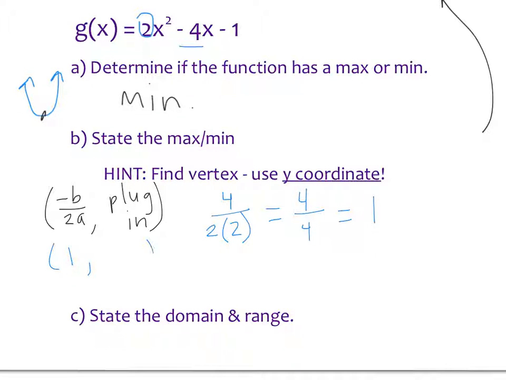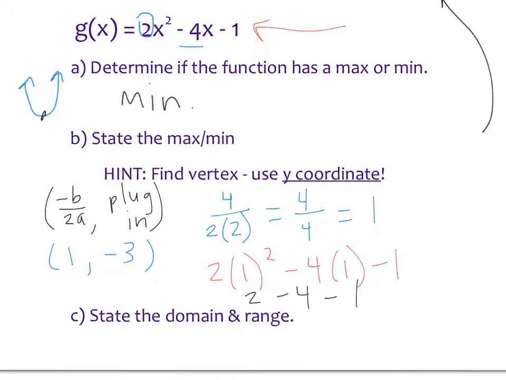Now I have to solve to figure out the y-coordinate. So I'm going to plug that in, 1, whenever I see x in my equation. So 2 times 1 squared minus 4 times 1 minus 1. And again, that equation is right there that I'm using. 1 squared is 1, and 1 times 2 is 2. Minus 4 times 1, and 4 times 1 is 4, minus 1. So 2 minus 4 minus 1 is -3. So my vertex is (1, -3).